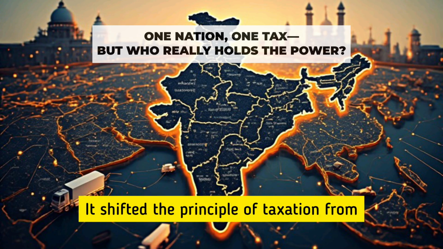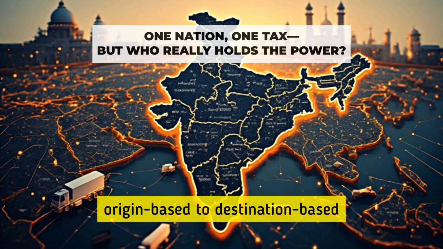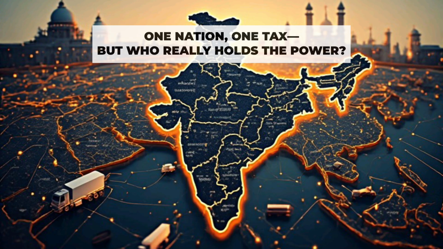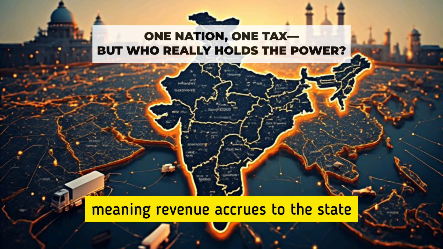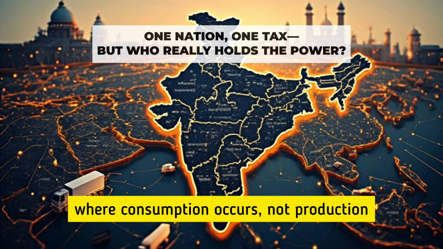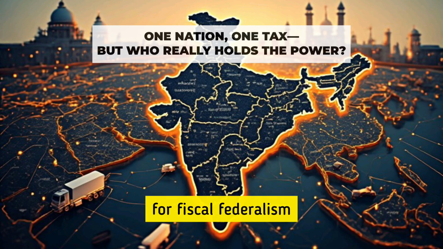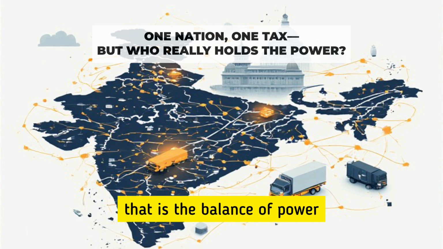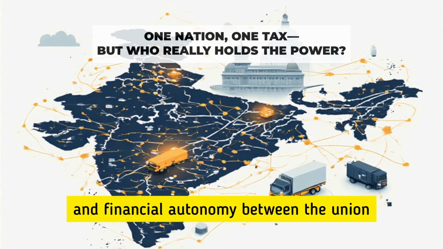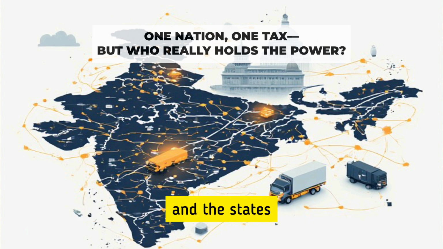It shifted the principle of taxation from origin based to destination based, meaning revenue accrues to the state where consumption occurs, not production. However, this shift has deep implications for fiscal federalism, that is, the balance of power and financial autonomy between the union and the states.